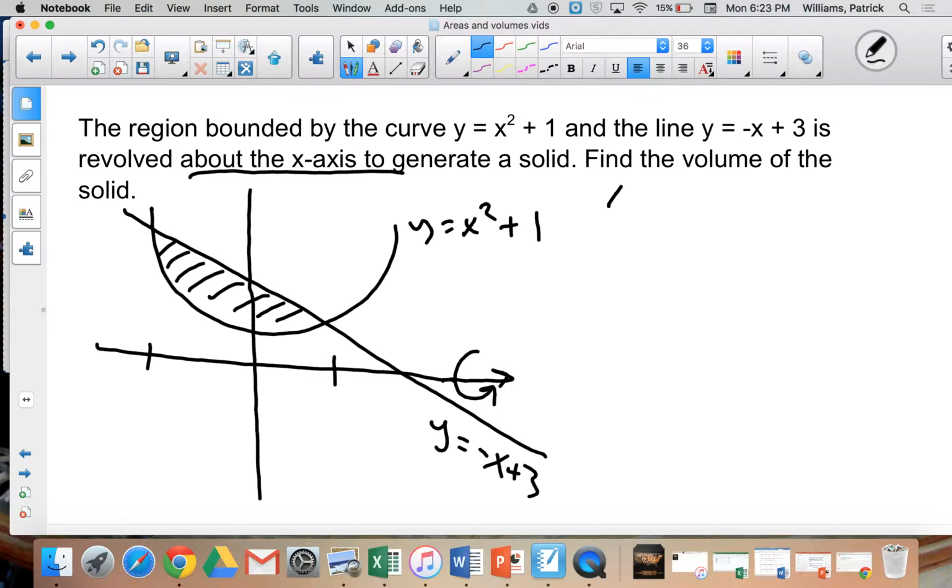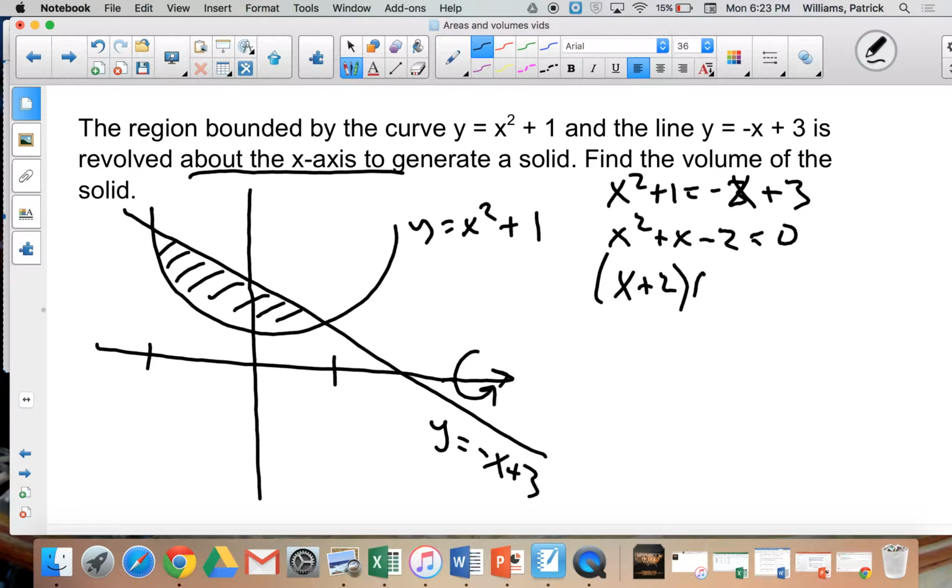Well, we can find that by setting x squared plus 1 equal to negative x plus 3. This gives us x squared plus x minus 2 equals 0. We factor that, and we get x plus 2 times x minus 1 is equal to 0. So that gives us our two limits of integration. This one is 1. That one is negative 2.